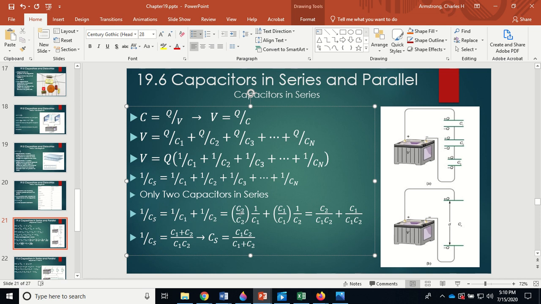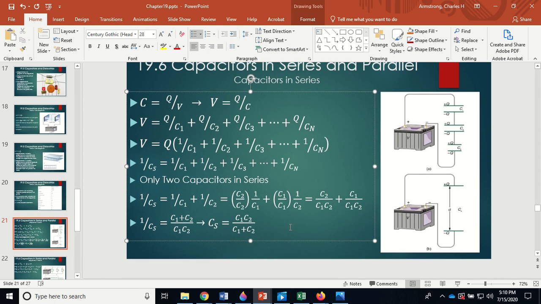Well, I can multiply both of these by 1. I can multiply 1 over C1 by C2 over C2. I can multiply 1 over C2 by C1 over C1, because this is 1, right? You can multiply anything by 1. We're just multiplying it by 1. So then you get C2 plus C1 divided by C1 C2. Well, they have the same denominator. So you can say 1 over C series equals C1 plus C2 divided by C1 times C2. Then we take 1 over both sides. Take 1 over this, we get C series. Take 1 over this, we get C1 C2 divided by C1 plus C2. So that's what you've got to do for 2 capacitors in series.